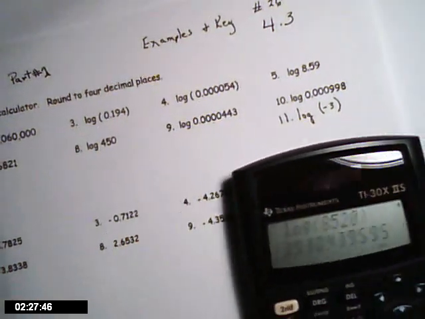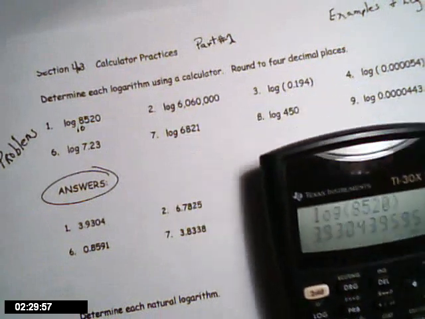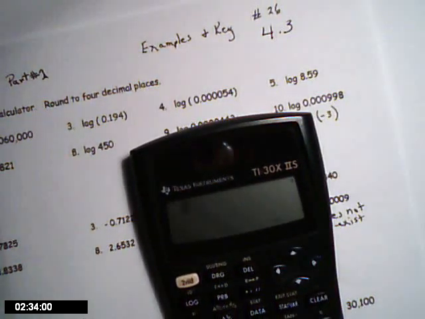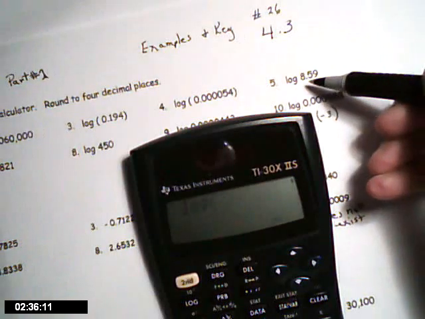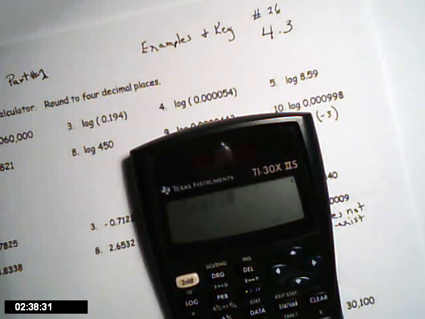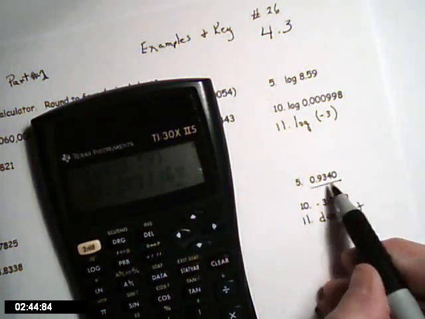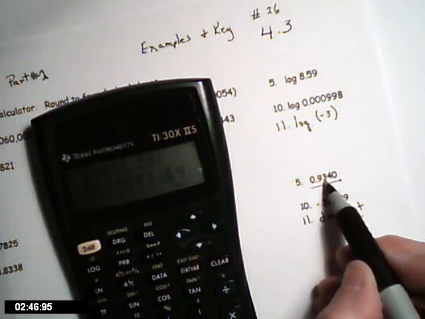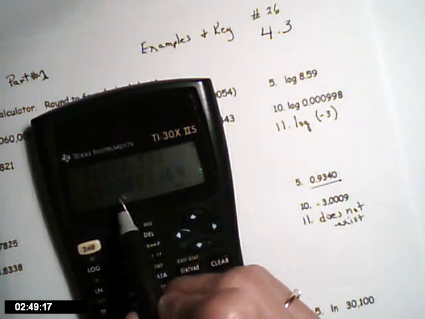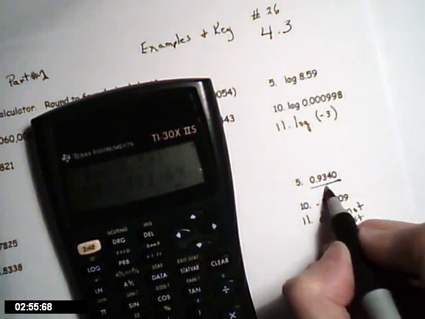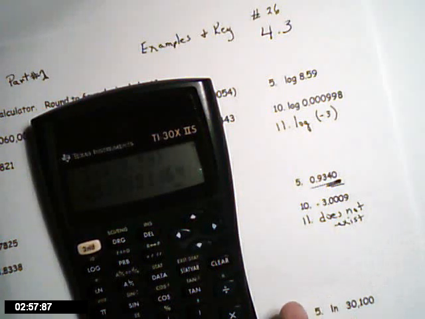I'm going to do just a little skipping around. Let's go over to number 5, and we're going to enter log, and it's 8.59. That's my argument. Put it in parentheses and hit equal, and I get 0.93 and in my calculator I get 399. Remember, the 9 rounds up, so just above a 39 is a 40, rounded to 4 places.